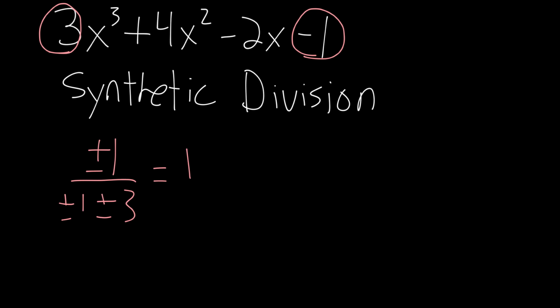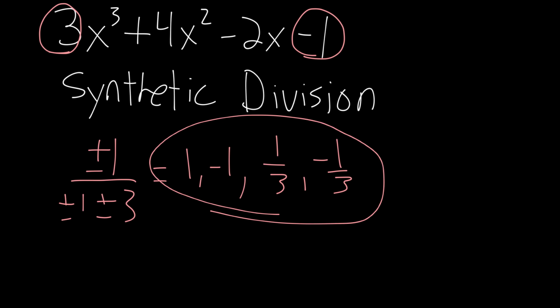We could have 1 or minus 1. We could have 1/3 or minus 1/3. Hence, we have 4 possible roots that we need to check. We're going to check using synthetic division. Let's start with the first root, positive 1.